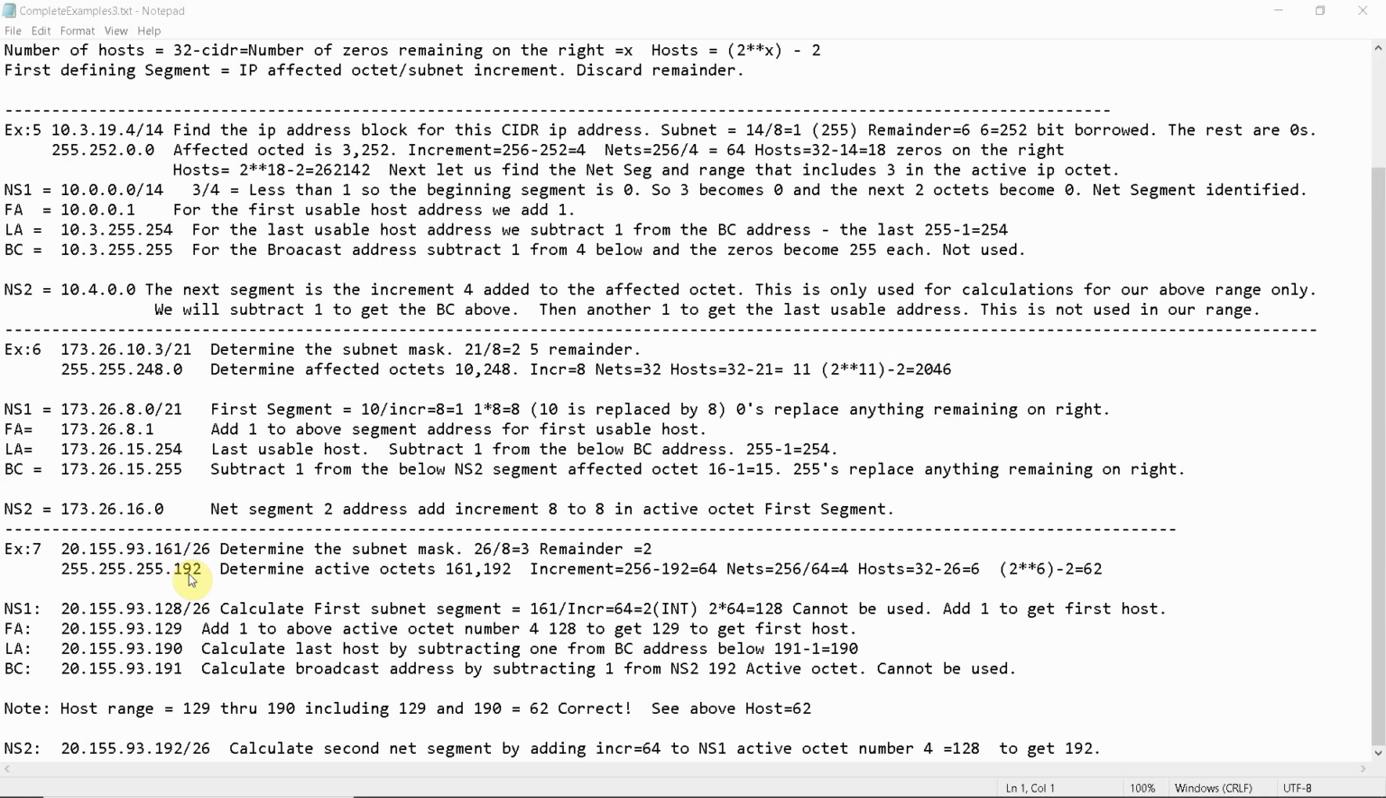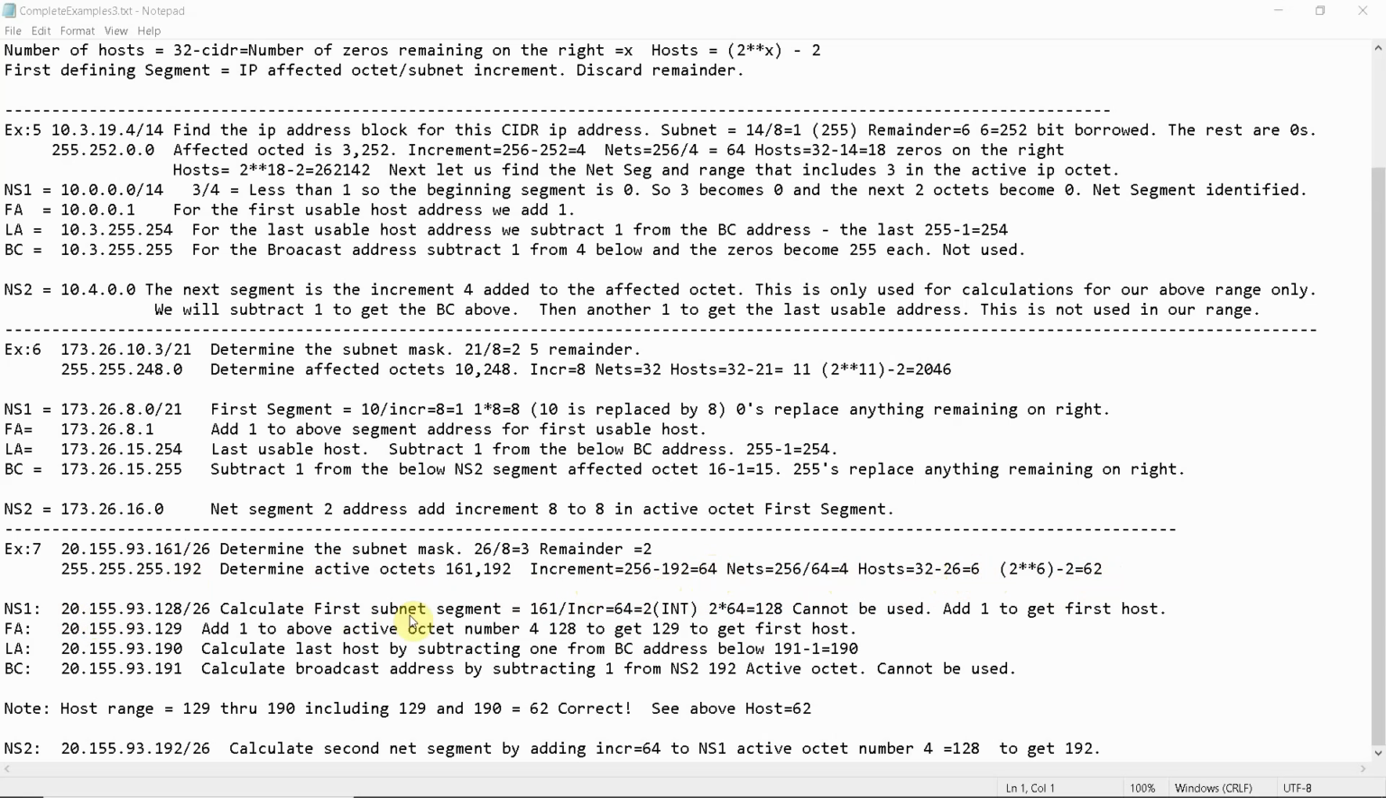We take our 192, we get our increment, 64. We got our nets of 4. We got our host of 2 to the 6 minus 2, 62 hosts. Okay? What we really are concerned with right now is the increment. It's 64. So we go down here.